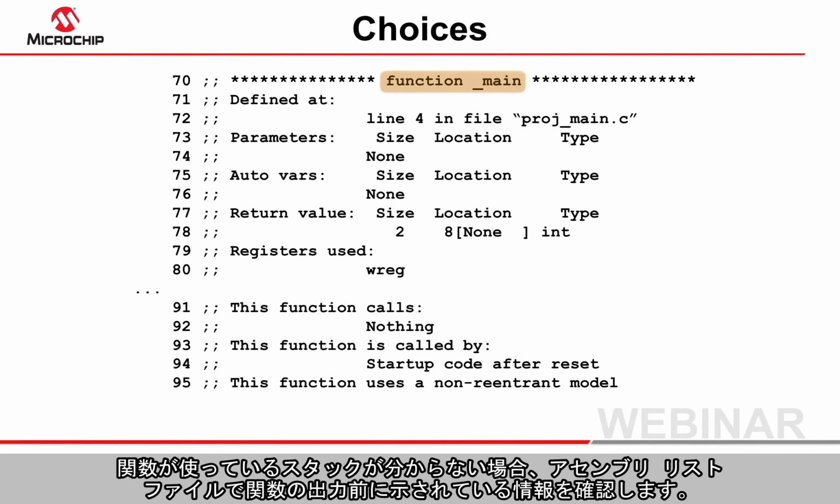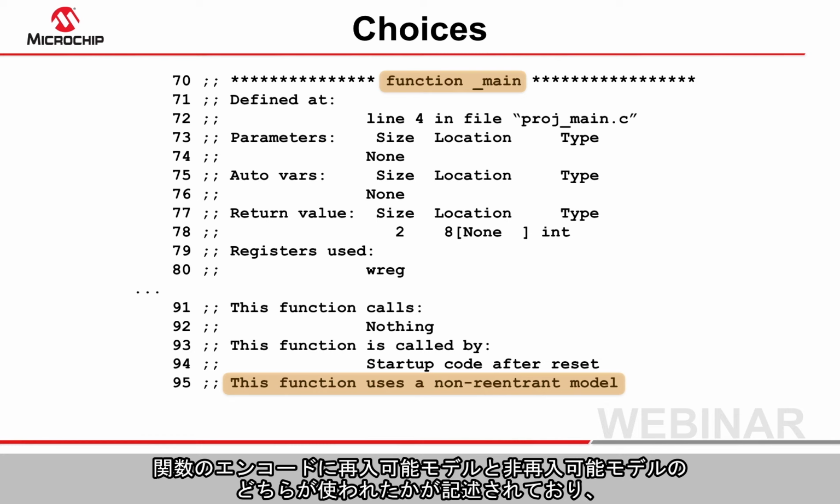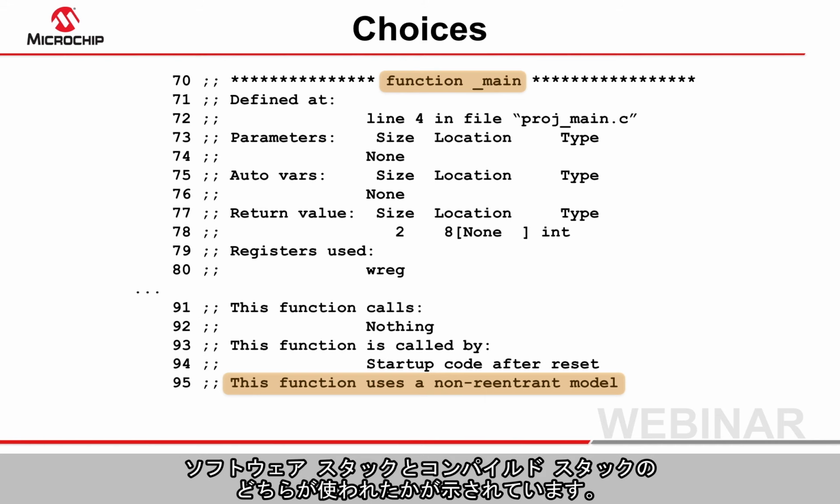If you are not sure which stack a function is using, check the assembly list file for the information shown before the function output. It will state whether a re-entrant or non-re-entrant model was used to encode the function, indicating the use of the software or compiled stack respectively.